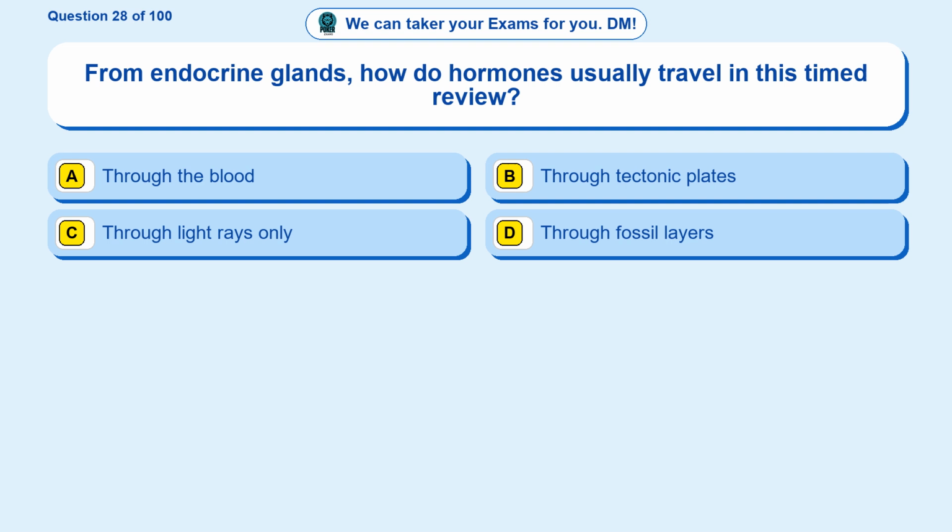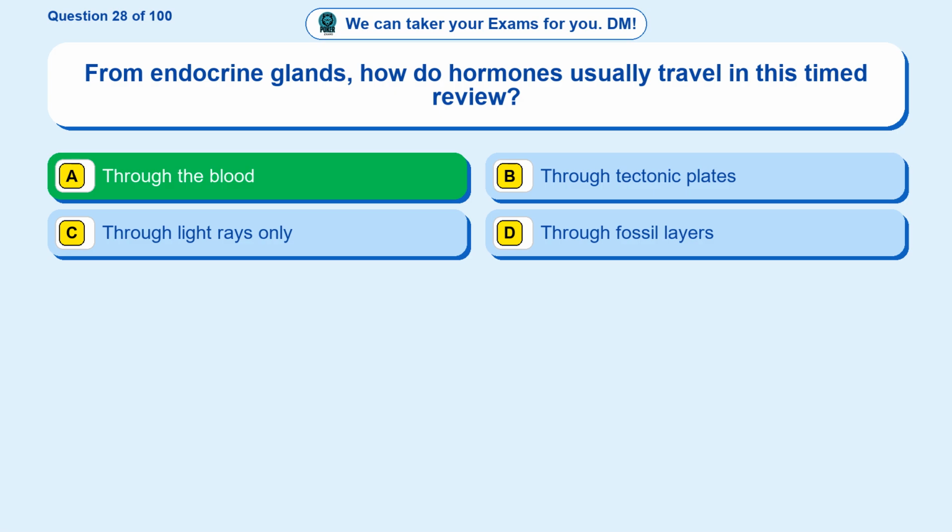Question 28. From endocrine glands, how do hormones usually travel in this timed review? Option A. Through the blood. Option B. Through tectonic plates. Option C. Through light rays only. Option D. Through fossil layers. The correct answer is option A.